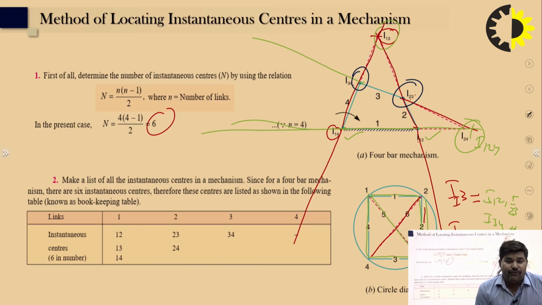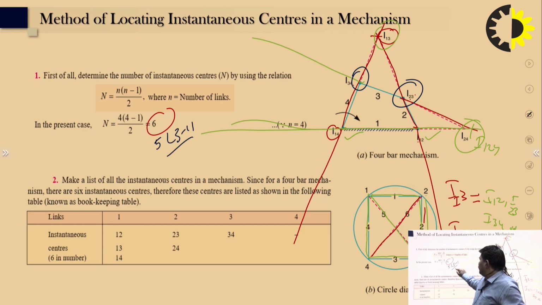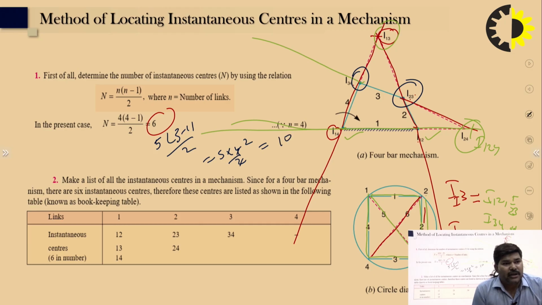Please remember, for any type of mechanism, first of all you find out the number of instantaneous centers using this formula: N equal to n into n minus 1 by 2. After that you count the number of links in the figure. Suppose 5 links are there, then 5 into 5 minus 1 by 2, that is 5 into 4 divided by 2, the 2 cancels, and that gives you 10. Total 10 I centers will be there, right? So where the fixed point is, that is the fixed I center.